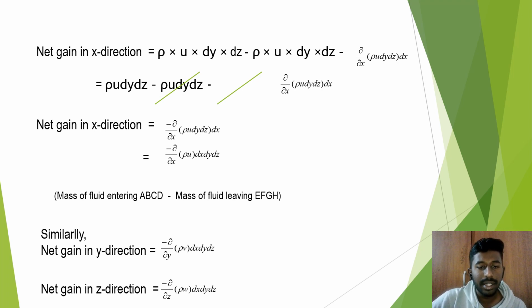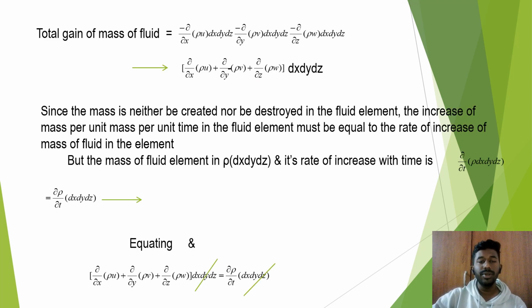Similarly, the net gain in y direction will be minus del by del y of rho v into dx dy dz. The net gain in z direction will be minus del by del z of rho w into dx dy dz. Total gain of mass of fluid will be equal to the net gain in x direction plus net gain in y direction plus the net gain in z direction. That will be minus del by del x of rho u into dx dy dz minus del by del y of rho v into dx dy dz minus del by del z of rho w into dx dy dz.